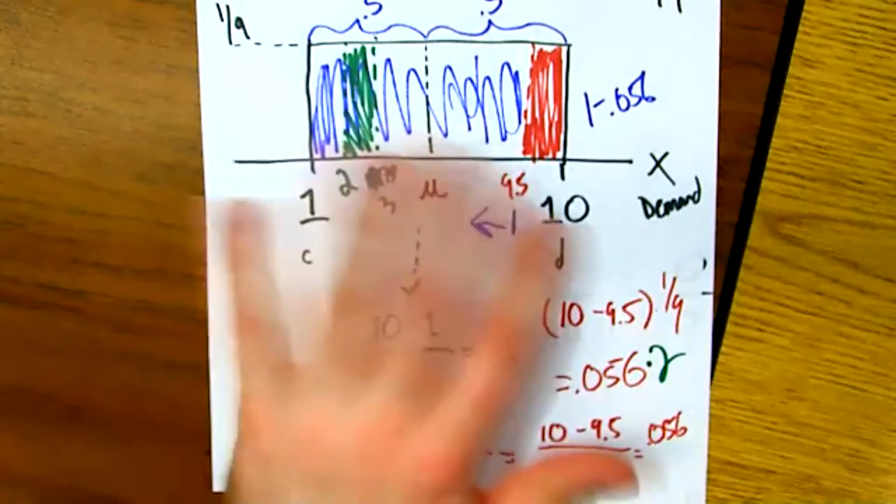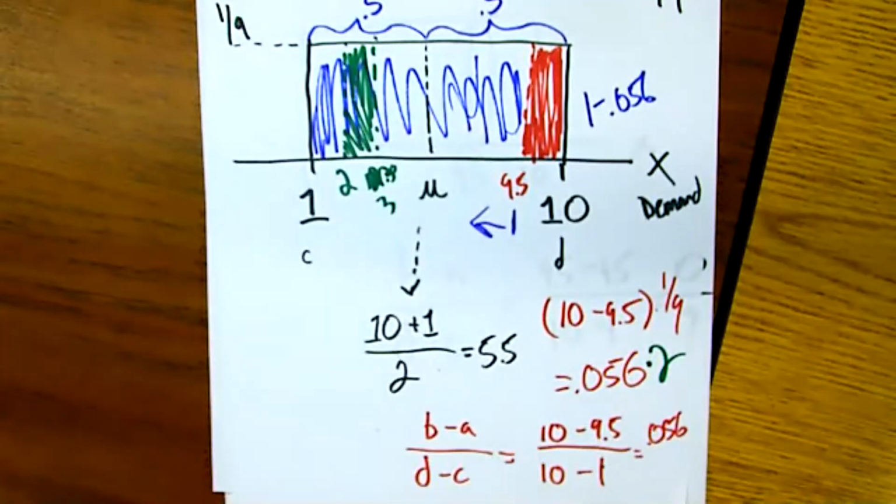I know I've got a couple moving parts here. I tried to use some different colors, but we really could start manipulating this quite a bit, looking for different areas under this curve. Any questions on that? Okay.